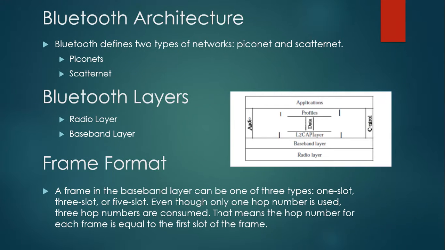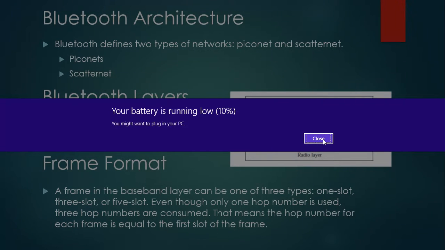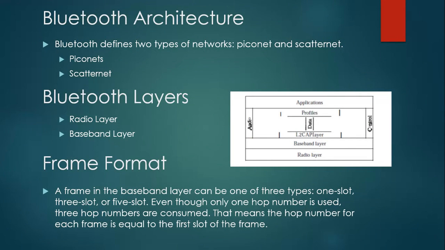Bluetooth defines two types of network. One is Piconet, and the other is scatternet. First, we move on to the Piconet. A Bluetooth network is called a Piconet or small net. A Piconet can have up to 8 stations, one of which is called primary, and the rest are called secondary. All the secondary stations synchronize their clocks and hopping sequence with the primary. Note that a Piconet has only one primary station. The communication between primary and secondary can be one-to-one or one-to-many.